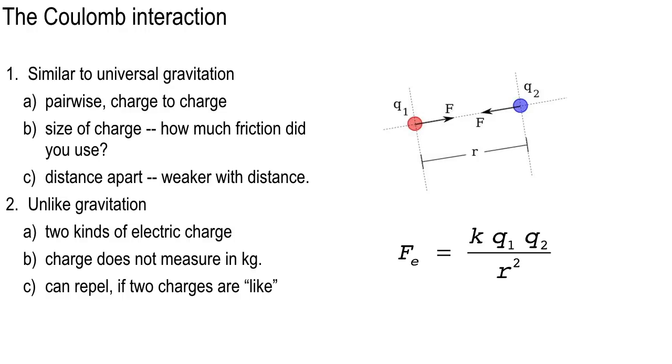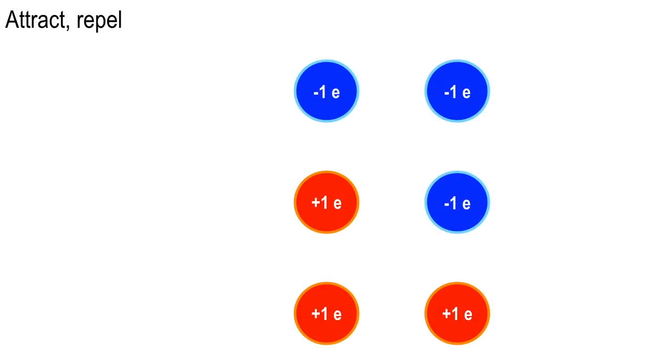So that constant K up there, it's known as Newton's constant. It's 9 times 10 to the 9 in the metric system. It's fairly easy to remember, but you don't have to worry about memorizing it. I just know it because I use it a lot. 9 times 10 to the 9, and it involves coulombs, meters squared, and newtons. But basically, just try to remember attract and repel.